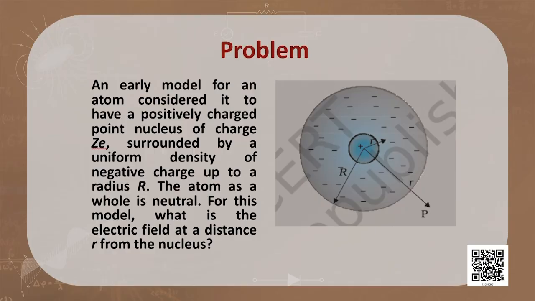Now, let us try to solve another problem. An early model for an atom considered it to have a positively charged point nucleus of charge Ze surrounded by a uniform charge density of negative charge up to a radius capital R. The atom as a whole is neutral. For this model, what is the electric field at a distance small r from the nucleus?